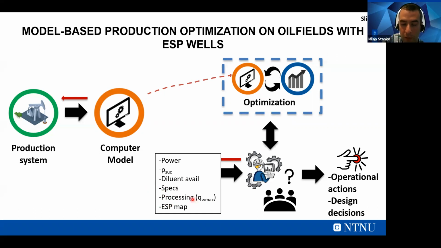The processing constraint is typically the water that you can handle. Also, if the crude is very viscous, you might have some issues with emulsion, with separation, with delayed residence time in the separator. And another thing could be the ESP map, how they operate.